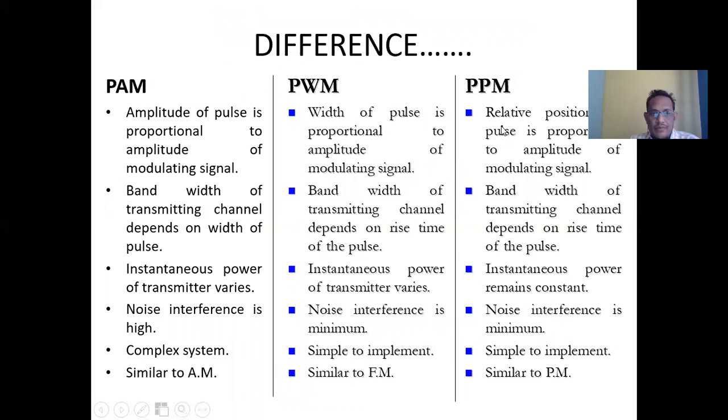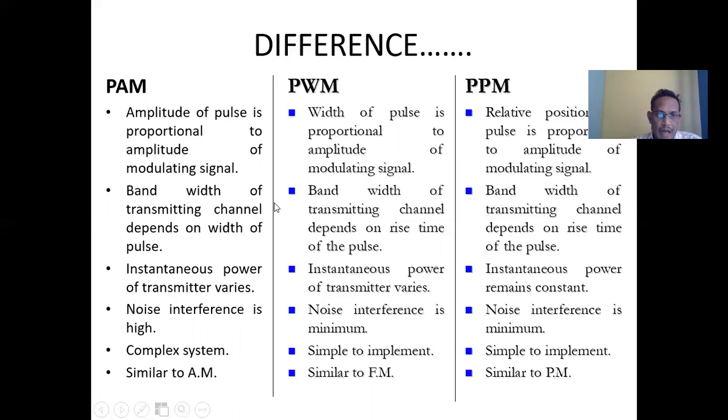So what is the basic difference between pulse amplitude modulation and pulse width modulation? As per definition, the first point is the definition of pulse amplitude modulation, pulse width modulation, and pulse position modulation. Pulse amplitude modulation is similar to AM, as I just explained. Pulse width modulation is similar to FM. Pulse position modulation is similar to PM. One thing you should always keep in mind.